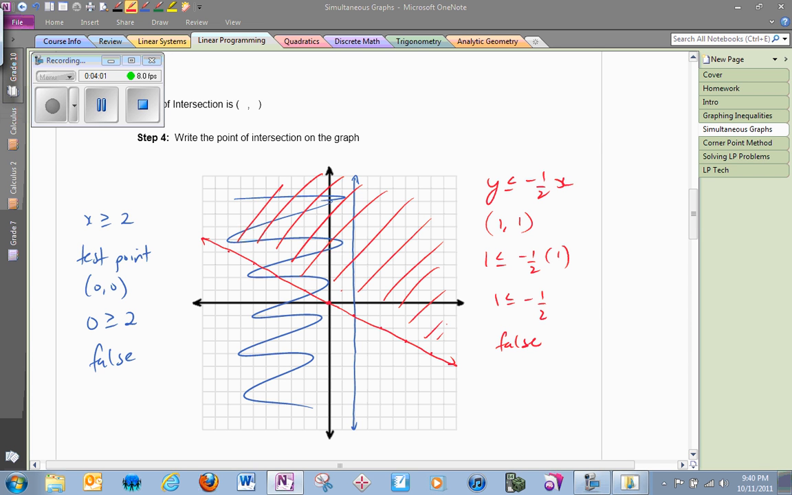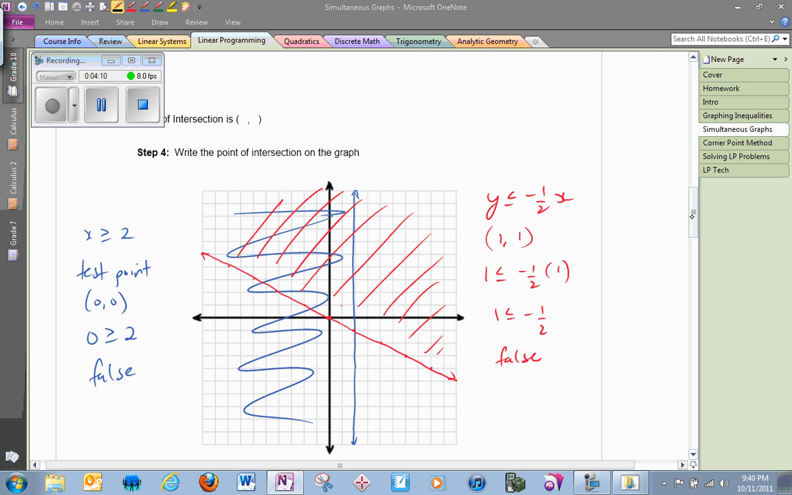So we're here. Notice that there is a region that is left unshaded. The last thing that I want to do is figure out my point of intersection. Well, because my graphs are drawn really well, you can see that it's right here at 2, negative 1.